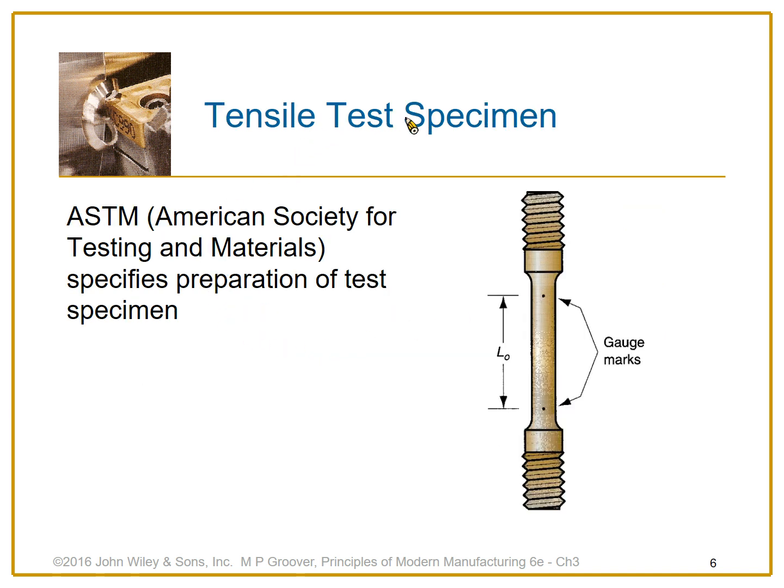This is one of the tensile test specimens, and it's based on the American Society for Testing and Materials (ASTM) standard that specifies preparation of the test. You can see the gauge marked here and here. That's the original length. The ends are designed to be held in the tensile test machine very firmly, and then a force is put on it. Then we can measure how many millimeters, for example, the displacement has elongated, and we can also measure the diameter.